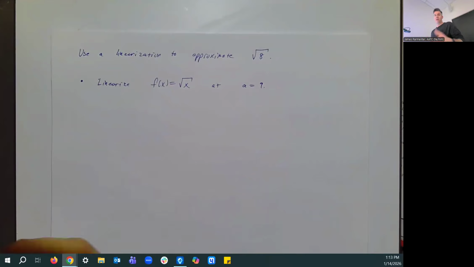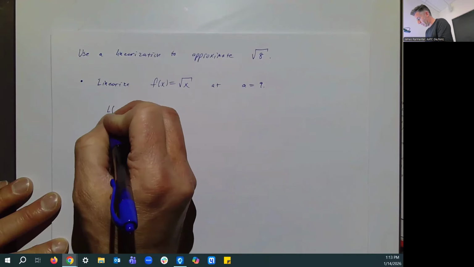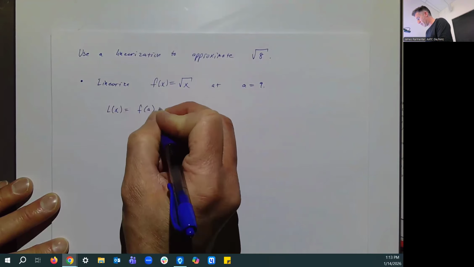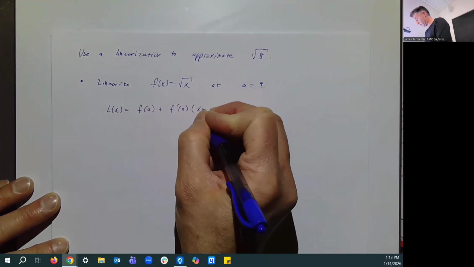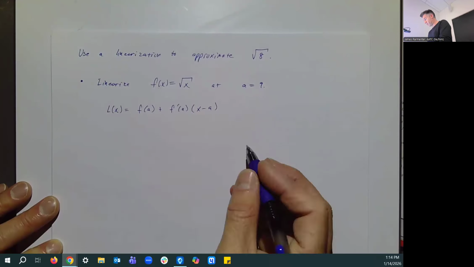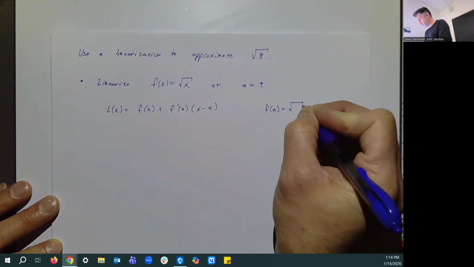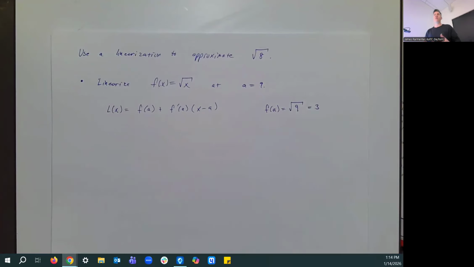So we're just going to throw the formula at it. So our formula, our linearization, again, I'm writing it again. You probably don't need to write it again. It's going to be f of a plus the derivative at a, or the slope, times x minus a. Our a is 9. Our function is the square root of x, so our f of a is going to be the square root of 9, which is 3. Your a value or the point you're plugging in should always be relatively easy to evaluate. That's kind of the point.